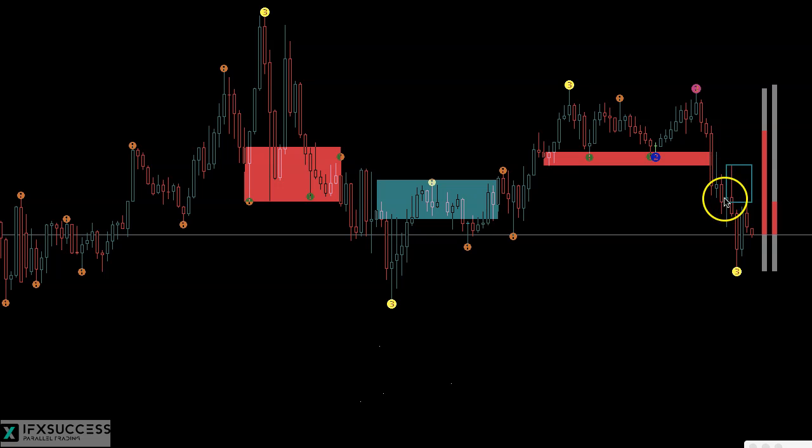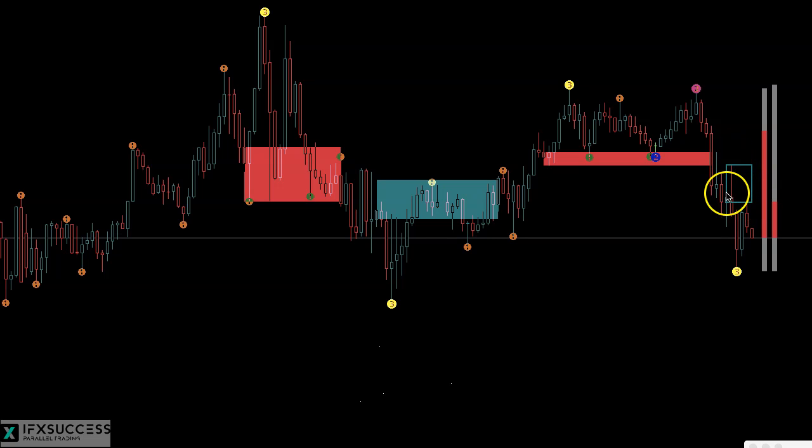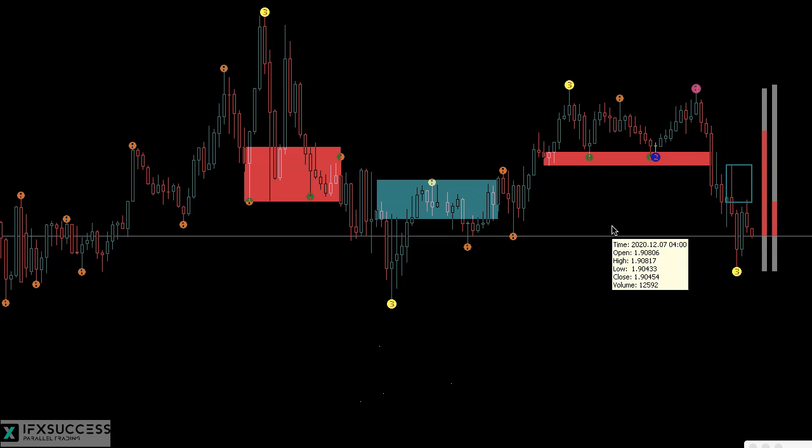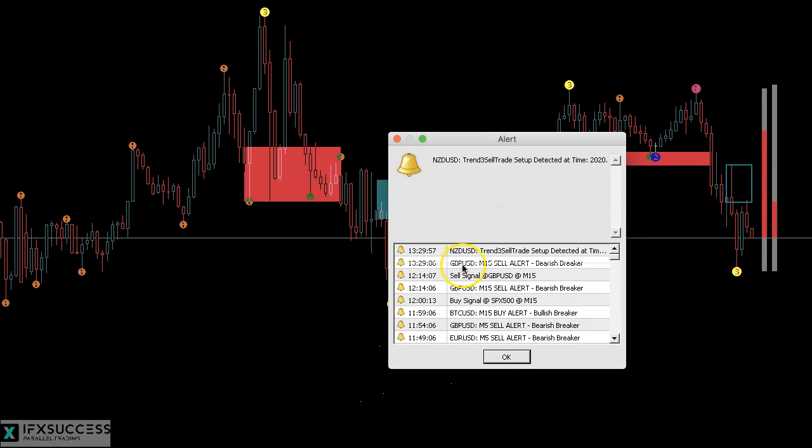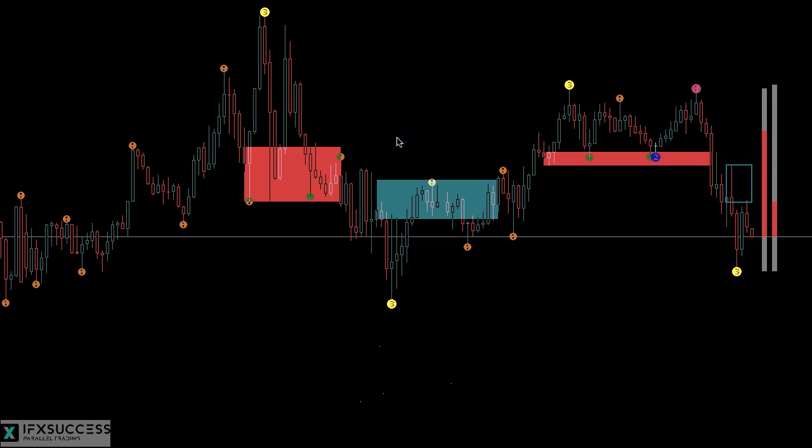So right now, if we get a breaker, this is an open auto block. If we get a close to the buy side, then that's what we'll be looking for. So you're going to get an alert, like you see over here. It says $dollar M15 sell alert, bearish breaker, Bitcoin M15 buy alert, bullish, $dollar M5 sell, bearish breaker. So bearish and bullish, you would know what it is that you want to do, right? It's just giving you an idea that you want to buy or sell, but of course we have to keep analyzing the market.